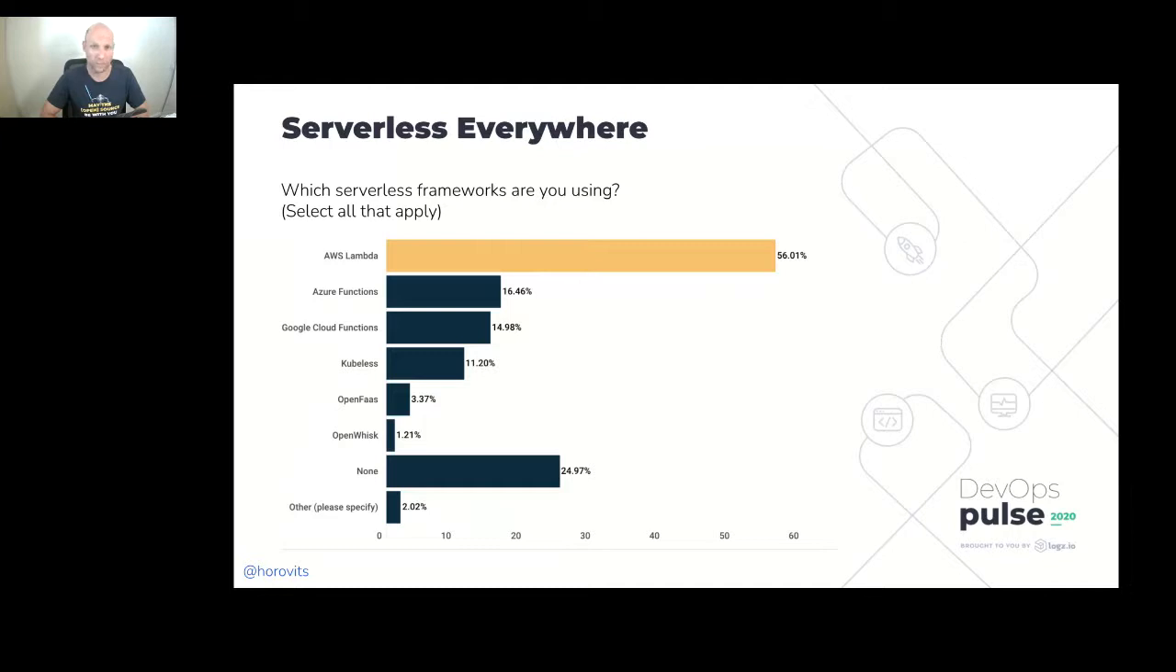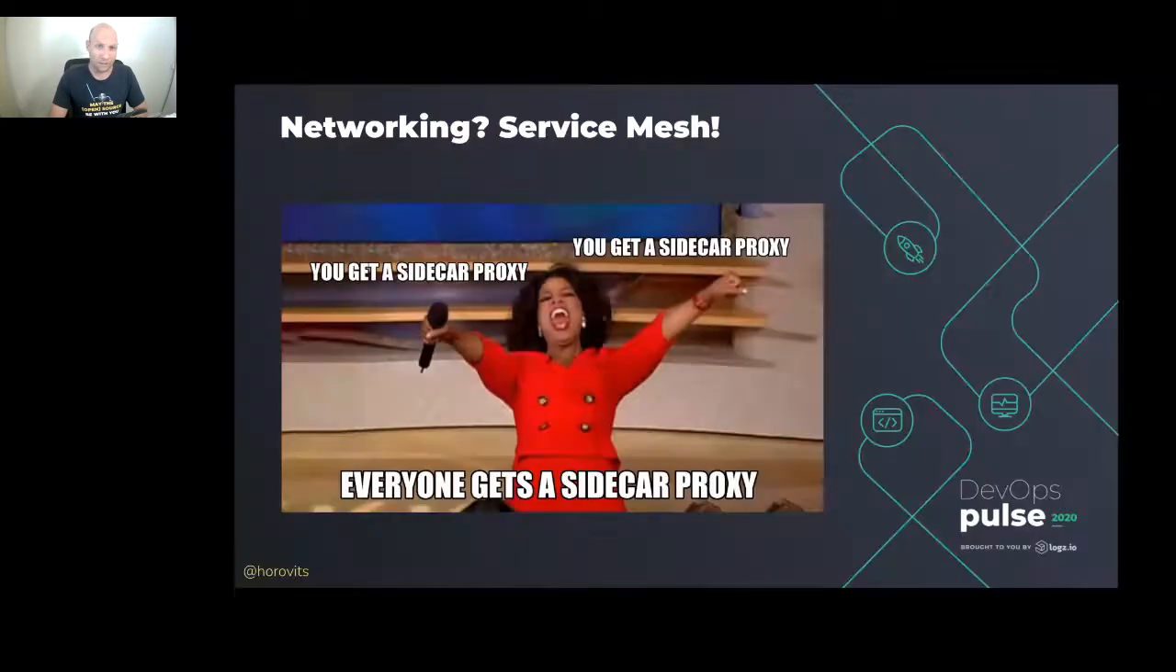That's quite impressive. Not surprisingly, AWS Lambda is the top of the line because, as we've seen, AWS is the primary vendor. But also Azure Functions and Google Cloud Functions are there. On the open source side, Kubeless is showing a very strong tendency. Over 11% already use Kubeless for serverless. So very interesting to see that. And the next one, networking, just use Service Mesh.